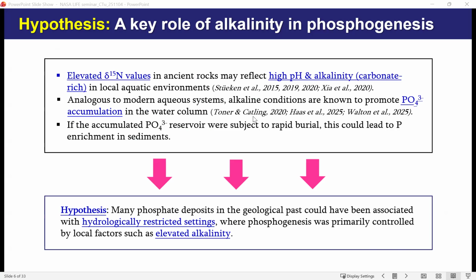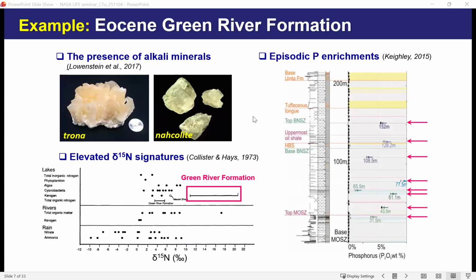So based on this framework, we hypothesize that many phosphate deposits in the geological past could have been associated with hydrologically restricted settings where phosphogenesis was primarily controlled by local factors such as elevated alkalinity. Interestingly, the Eocene Green River Formation contains co-occurring alkaline minerals such as trona and nahcolite, elevated δ15N signatures, and episodic phosphorus enrichments, consistent with our hypothesis.